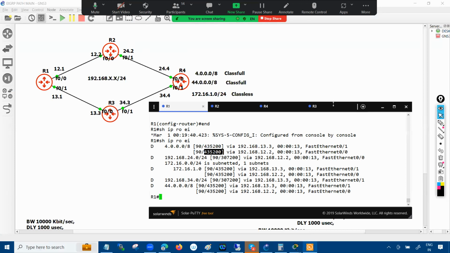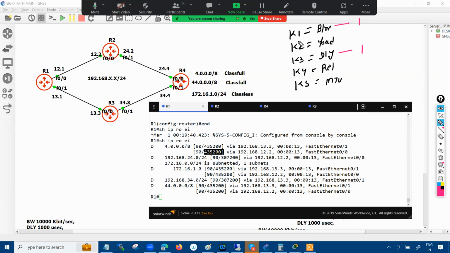There is a formula for this one. If you remember, I told you that we have K1, K2, K3, K4, and K5. K1 is called bandwidth, K2 is load, K3 is delay, K4 is reliability, and K5 is MTU. What is the default one we are using? We are using bandwidth and delay only.